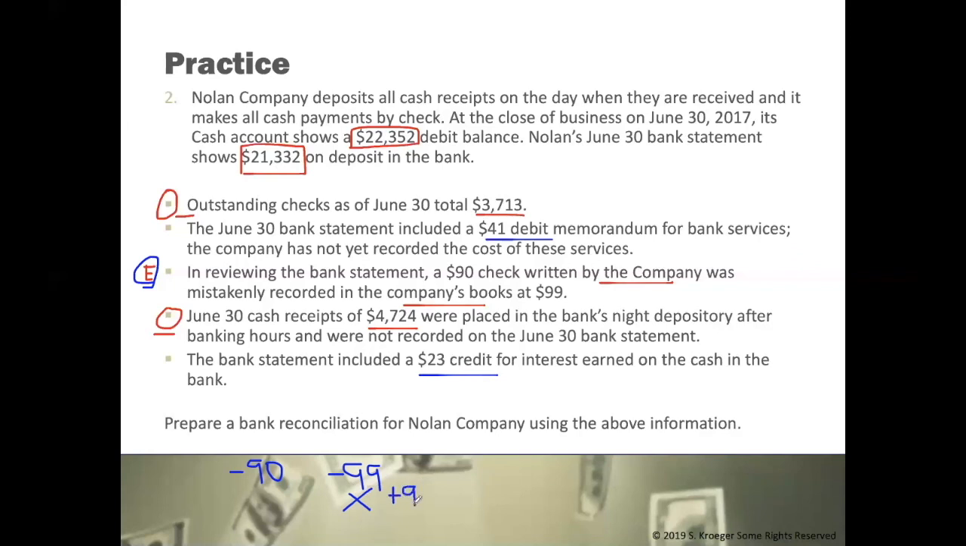Think about it one more time. We spent $90 on something. We accidentally thought it was $99. So we actually have $9 more. When we do the bank reconciliation, we'll have to add this $9 to the book side in order to update it and fix it. These are the three items we're going to be putting onto the book side.